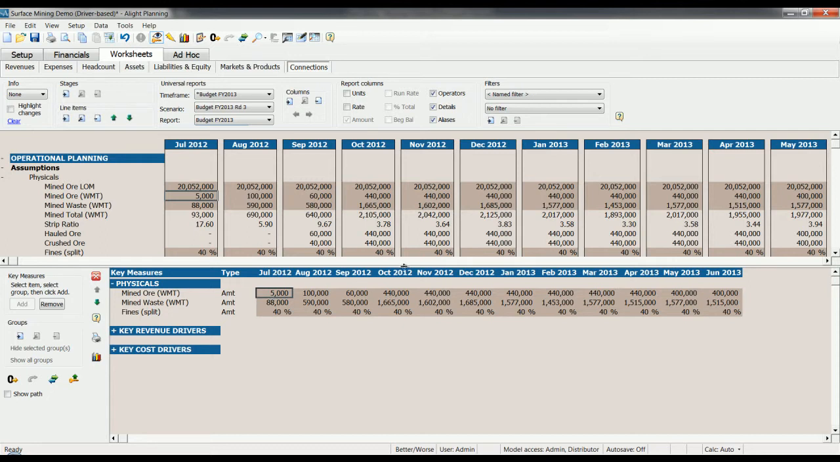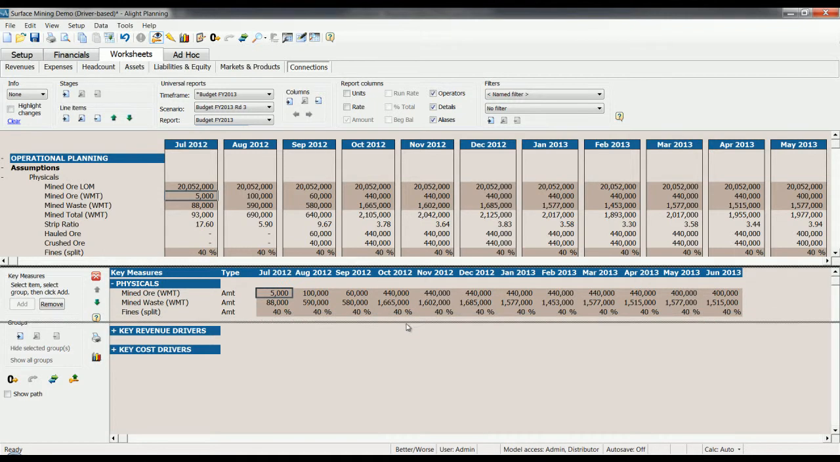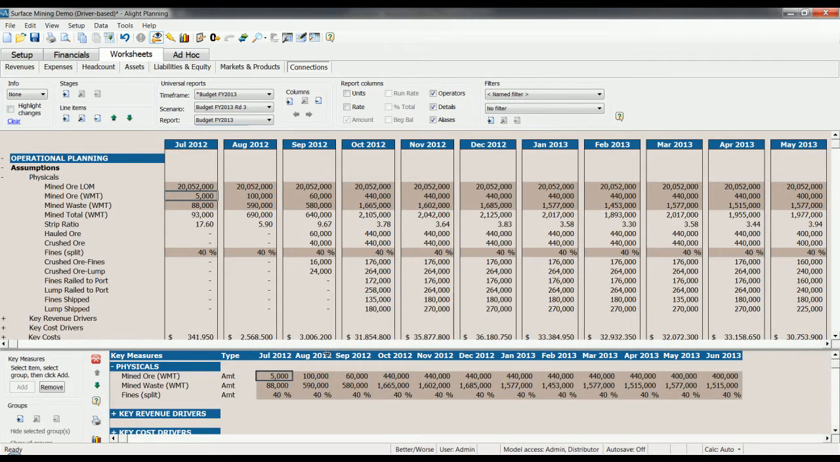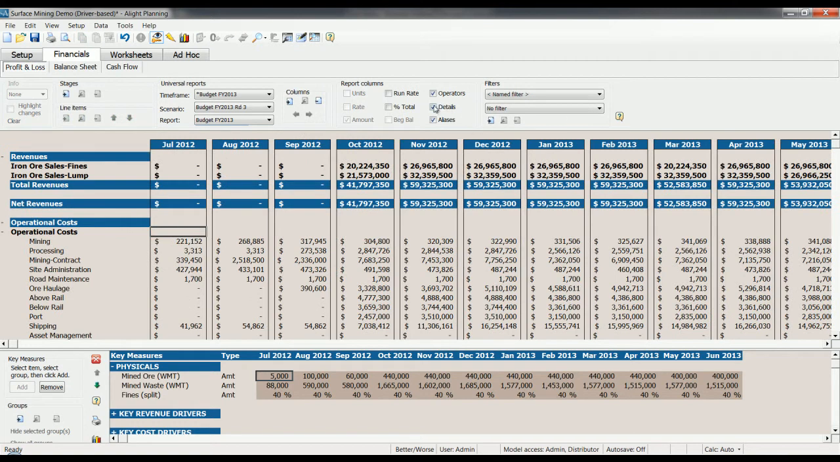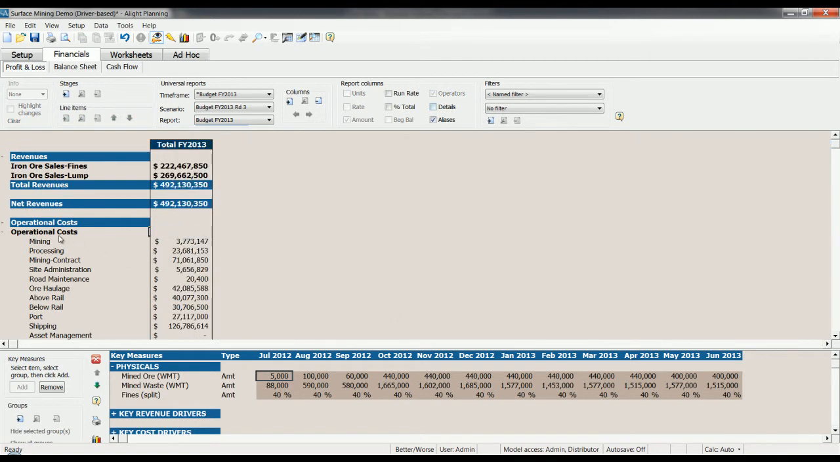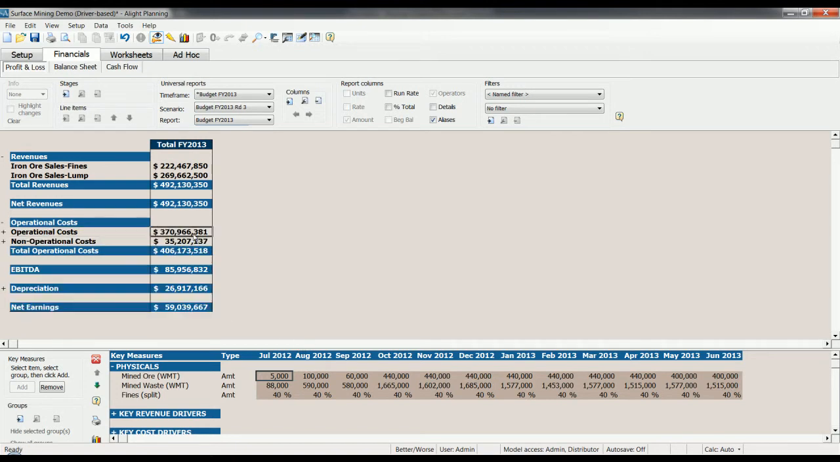So what's really interesting about this is that changes made here ripple through the model. Let's go to the P&L for a second. And I'm going to hide the monthly details so that we can see what happens here when I change the physicals. Let's look at a summary of operational costs. So say, for example, I want to increase these by 10%. Increase my Mindor by 10%.